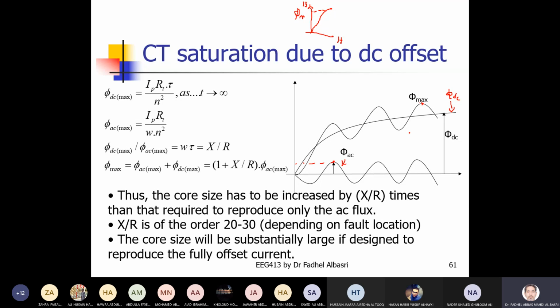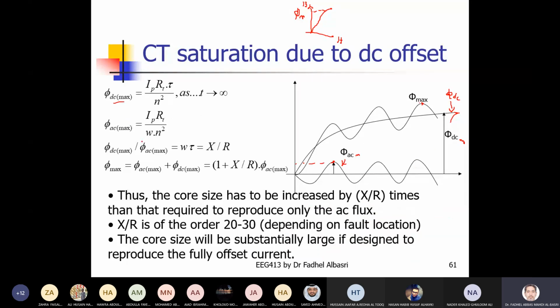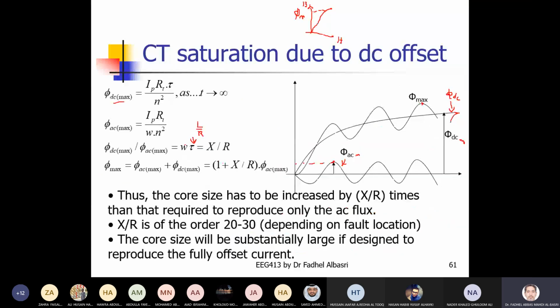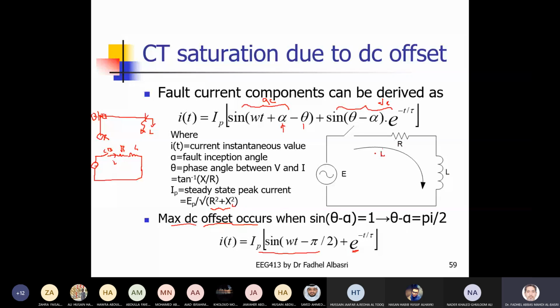Now to choose that, what factor should I take? I should take a factor from the ratio of phi DC maximum, this is the maximum at steady state, with respect to phi AC maximum. Okay, so phi DC maximum, as I mentioned to you, is this value, and this is phi AC maximum. If you take the ratio between these two, phi DC divided by phi AC, this cancels with this, RT with RT, N square with N square, and you get omega tau from this relationship. Omega tau is L over R, right? Tau from here is L over R, the time constant of that circuit. And so omega L is XL, so tau times omega is nothing but X over R. This is the time constant.